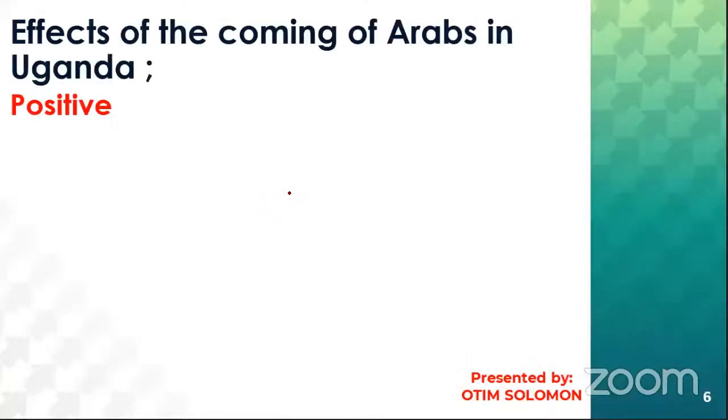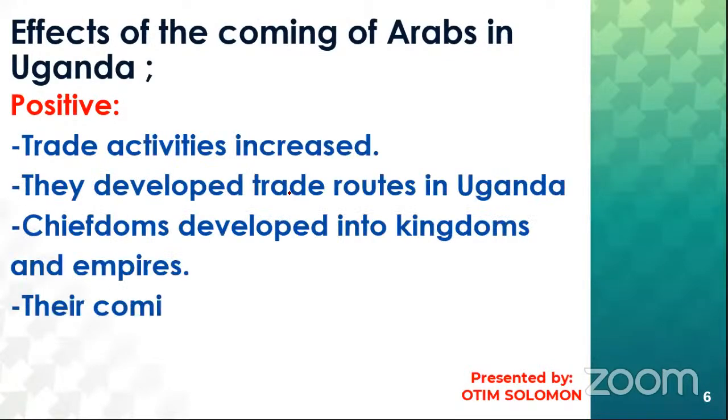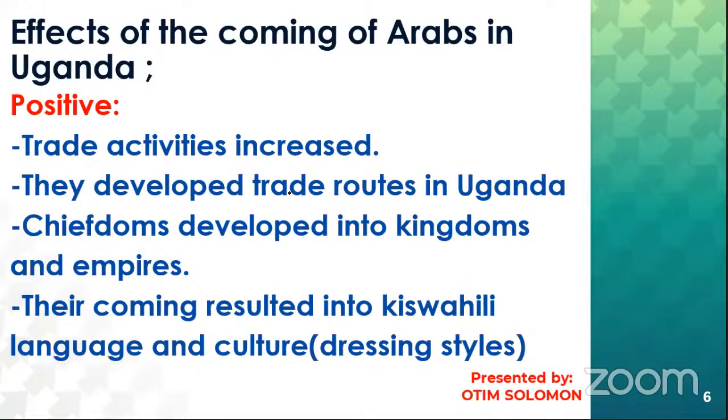Now let's look at a few more of the positive ones before we look at the negatives. We had the trade activities. The trading activities increased. They developed trade routes that now developed into the highways of East Africa. The chiefdoms developed into kingdoms and empires. For example, we have got Buganda, we have got Unyoro, we have got Busoga. All those developed into kingdoms and empires.